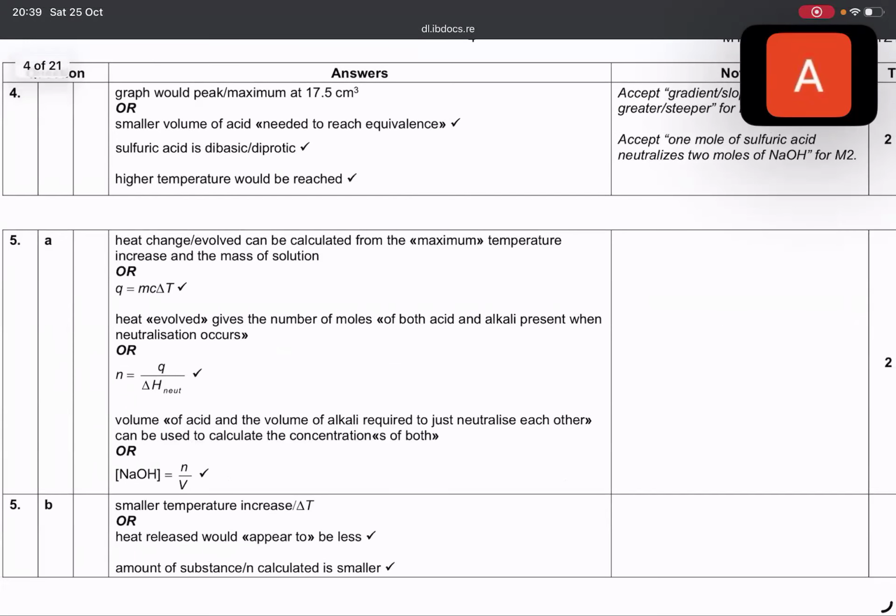The heat change evolved, we calculate Q is equal to mc delta T. I told you, no? Then what happens? You know that enthalpy of neutralization, you have to know that 57.3. Then we plug in that formula, and we're getting number of moles, right? When you get the number of moles, we know the volume of the alkali which you have used, right? So we divide by the volume, we get n divided by V, the concentration. That's the way we do. Go to the next.